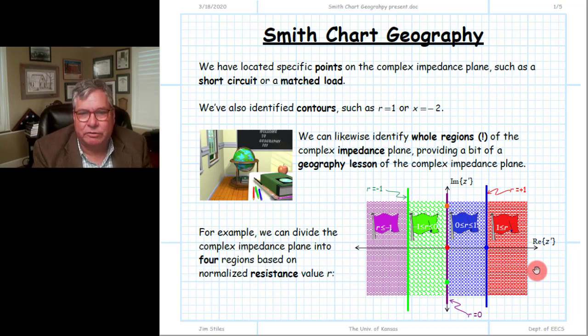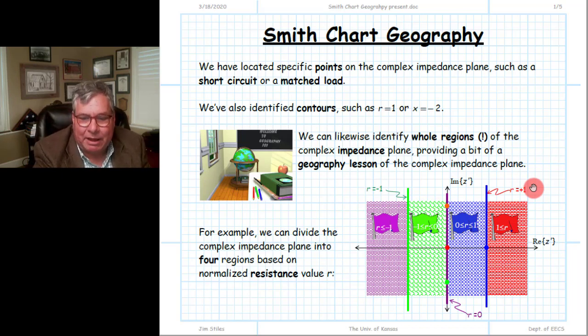And to do this, we're going to draw three boundaries. First, we're going to draw a boundary which includes all the impedance values whose real part is equal to 1. All the normalized impedances, therefore, whose resistance is equal to 1, corresponding to resistance equal to the characteristic impedance, Z0.